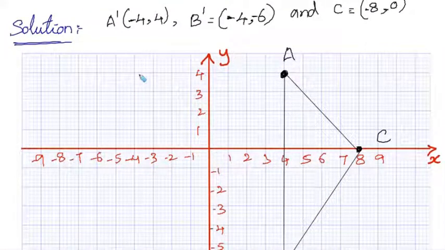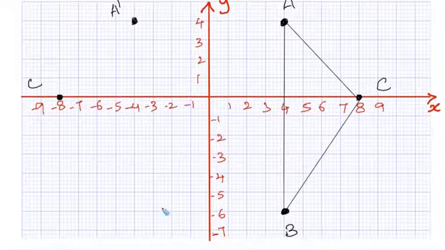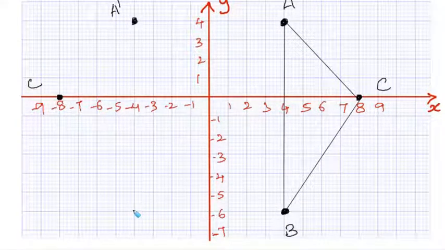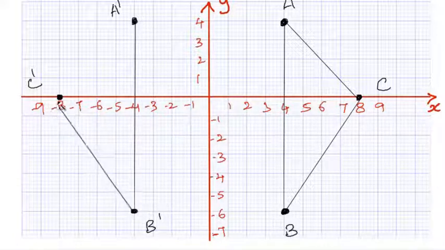So just mark those points on the graph. So this is A dash, which is -4, 4. So this is the C dash, which is -8, 0 and -4, -6, which is B dash. So this is the reflection on y-axis. So we'll get the triangle like this.